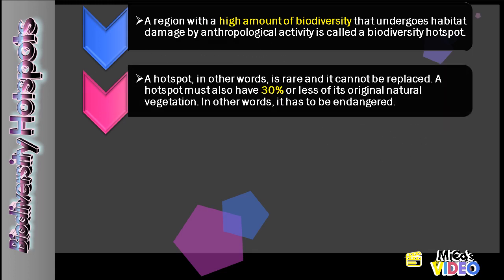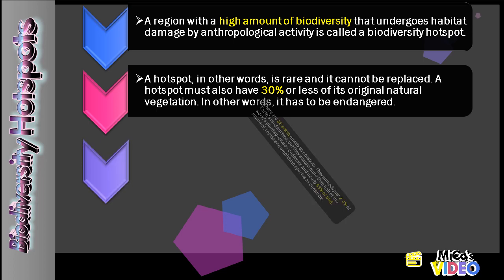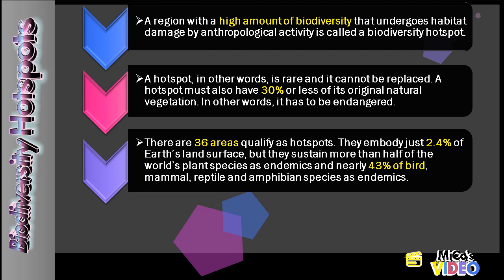A hotspot, in other words, is rare and it cannot be replaced. A hotspot must also have 30% or less of its original natural vegetation. In other words, it has to be endangered. To date, across the globe, 36 areas qualify as hotspots. They embody just 2.4% of the Earth's land surface, but they sustain more than half of the world's plant species as endemic and nearly 43% of the bird, mammal, reptile, and amphibian species as endemic.